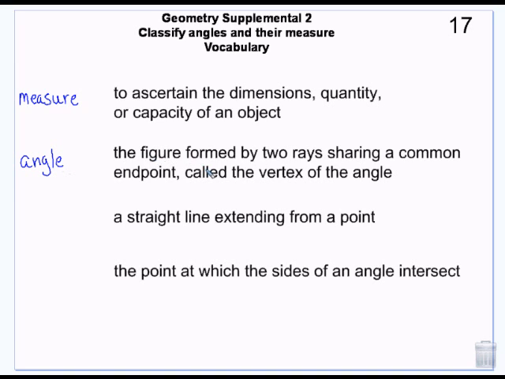An angle is formed by two rays that share a common endpoint, and it's called the vertex. So if you have this ray and that ray, here's the vertex. Just as a reminder, a ray is a straight line extending from a point. If you already know that, you don't need to write it down. And the vertex is the point at which the sides of an angle intersect. So it's here, vertex.